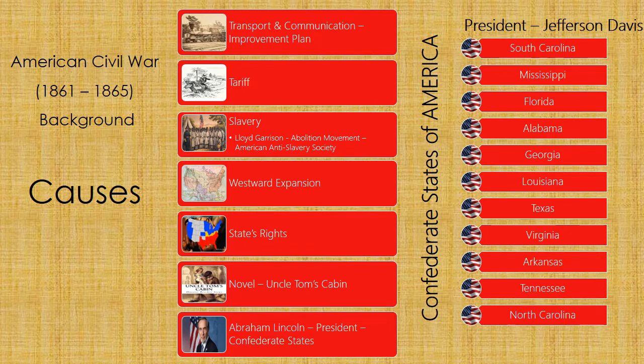The second main reason was the tariff. The North and South clashed over the question of tariff. The northern states preferred protective tariffs as it would make foreign goods more expensive than the locally manufactured goods. This in turn would increase the demand for locally manufactured goods.